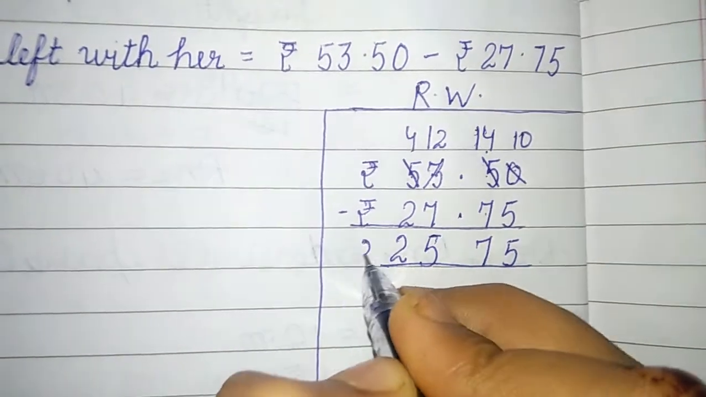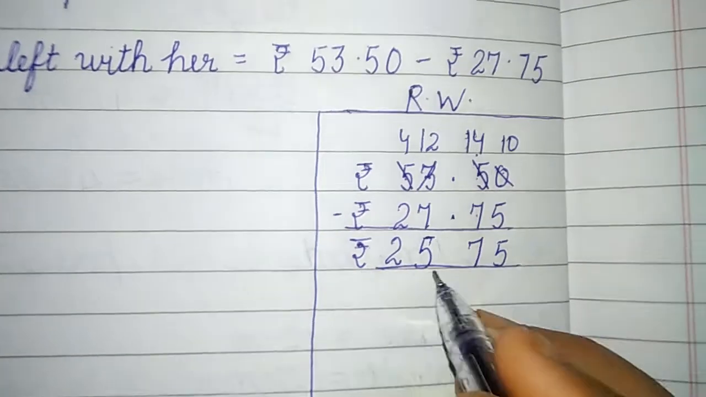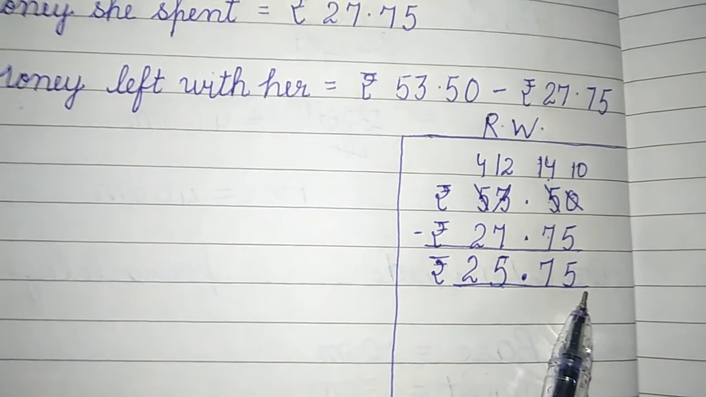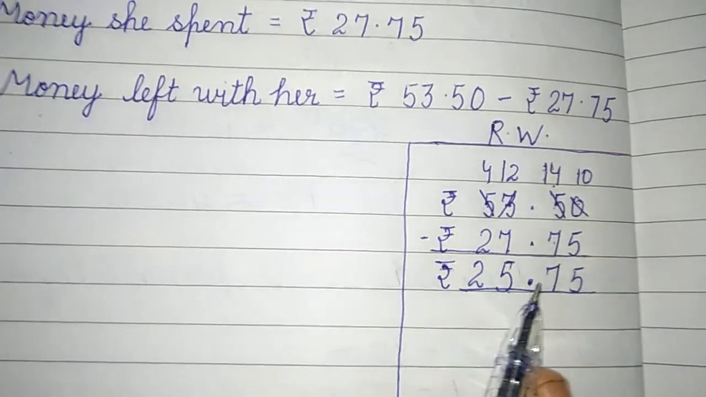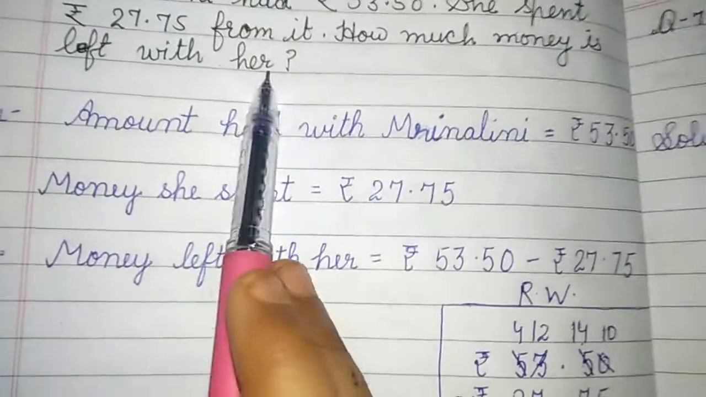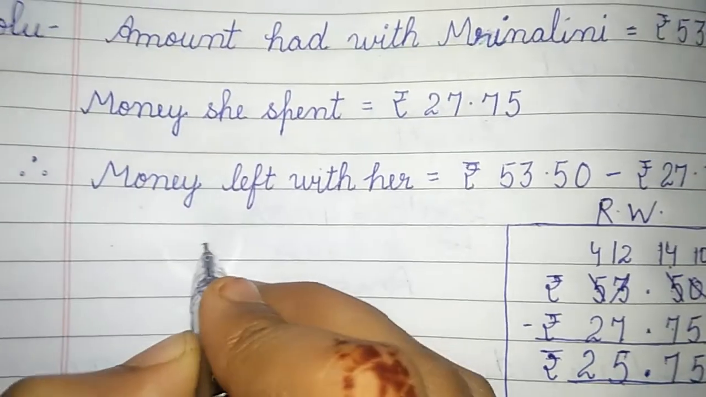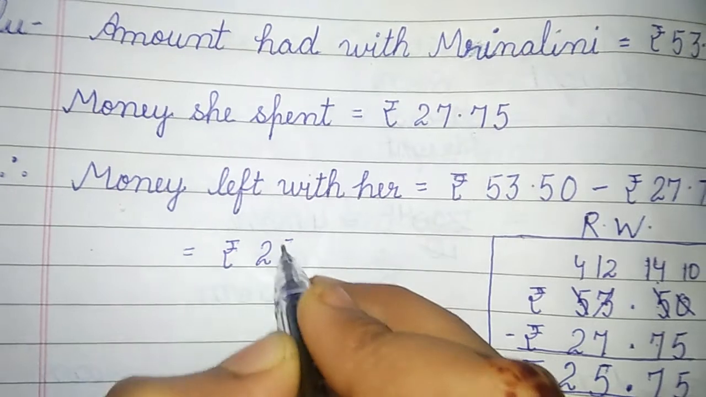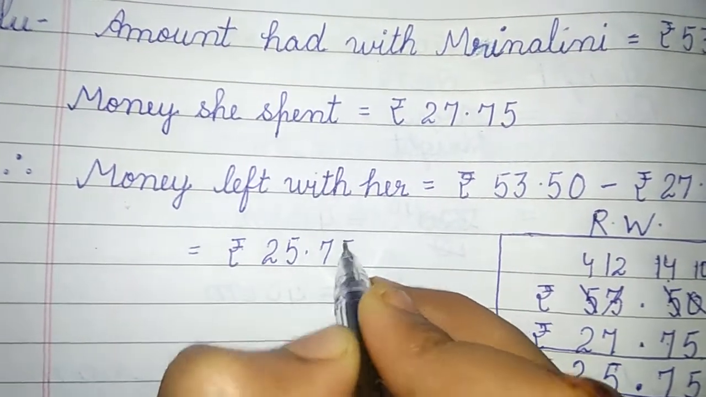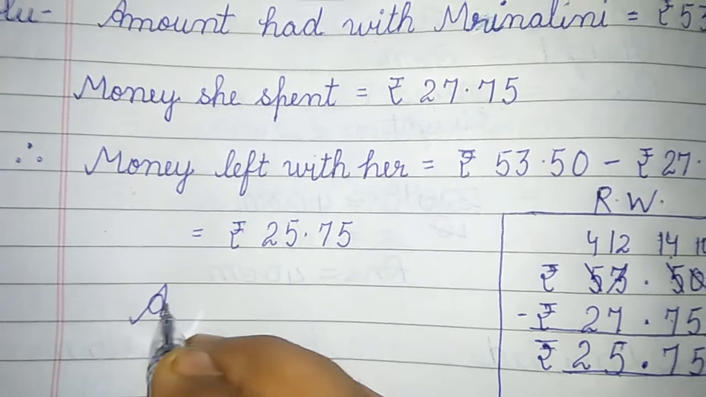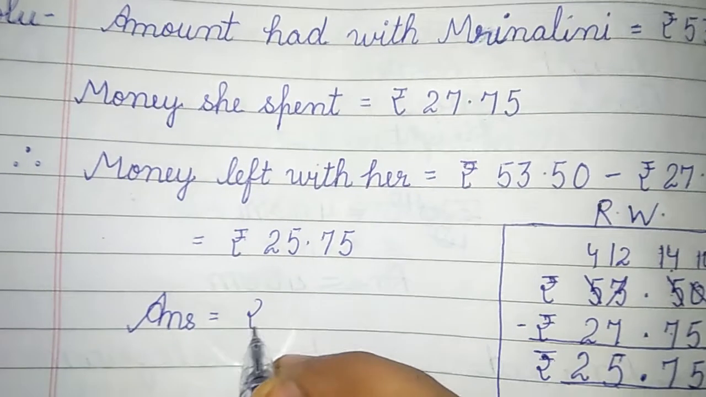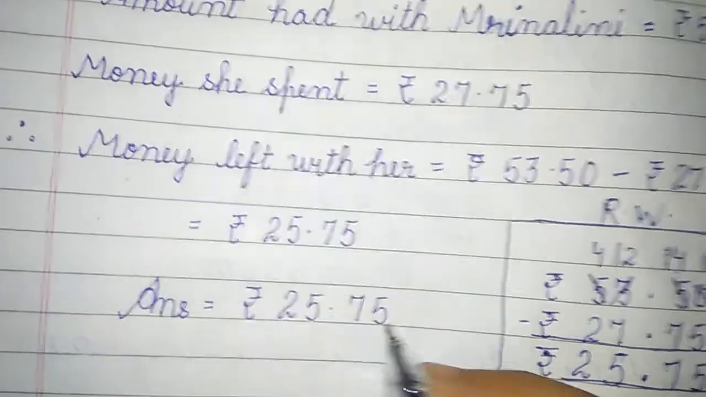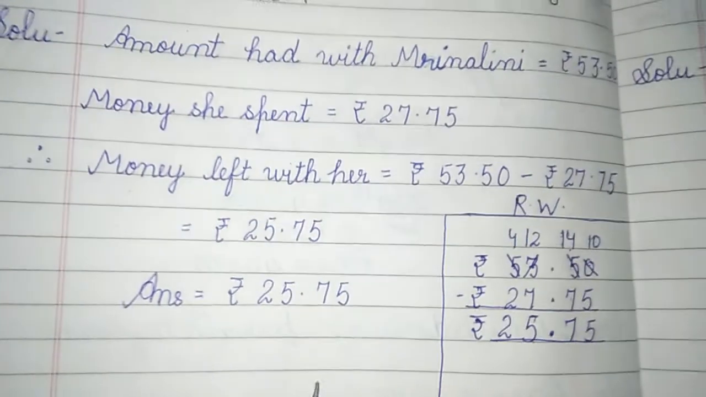The total amount left is rupees 25.75. This money is left with her. Write here the answer: rupees 25.75. Rupees 25.75 money is left with her. Clear?